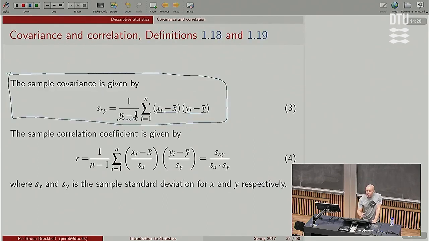All these are averaged, again, by n minus 1. Then it has a complicated unit actually, because it comes with x units and y units. So it's actually centimeters times kilograms, such if you're a physicist, right?